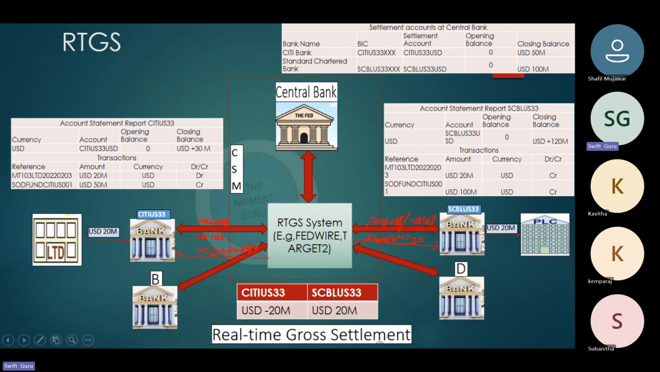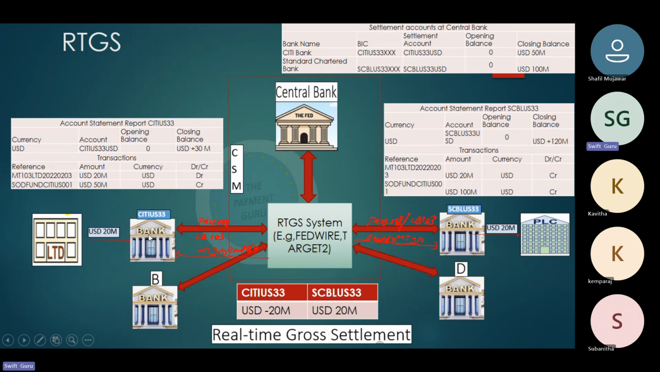So the risk is by default eliminated in this case, isn't it? Unless you have funds, this payment will not be processed. So they will maintain funds. Let's suppose CTS Bank has funded 50 million into their account early at the start of the day, and Standard Chartered Bank US has funded 100 million before they started transferring the money. So one of the corporate customers of the CTS Bank wanted to make a fund transfer of 20 million to one of the customers in the United States who holds an account at Standard Bank US, named PLC company.